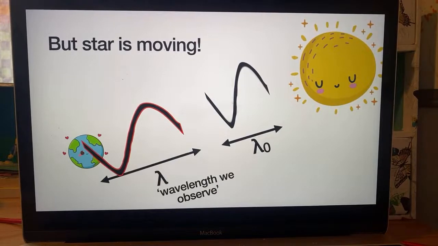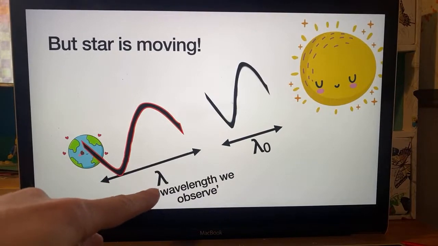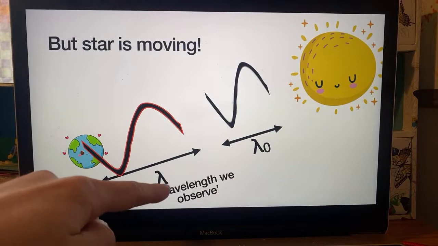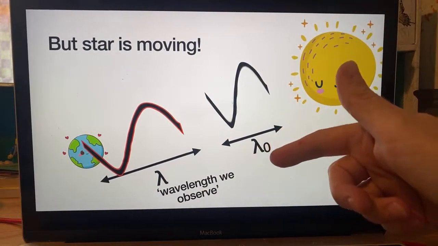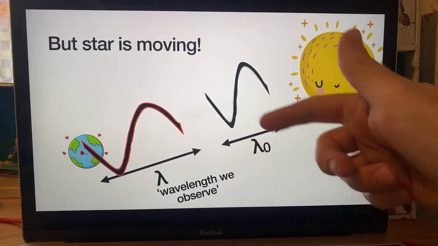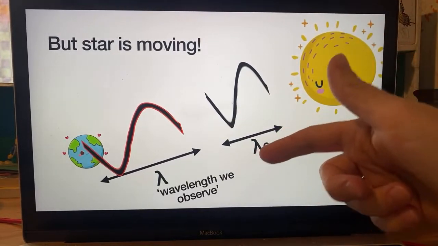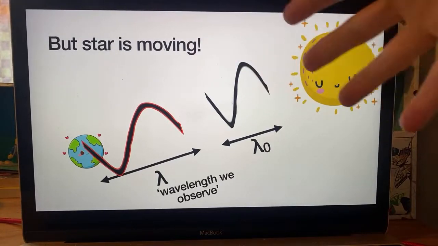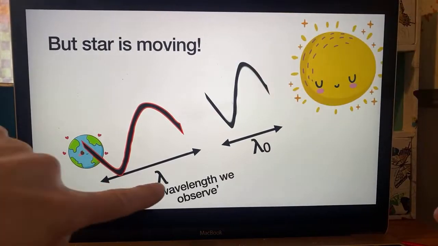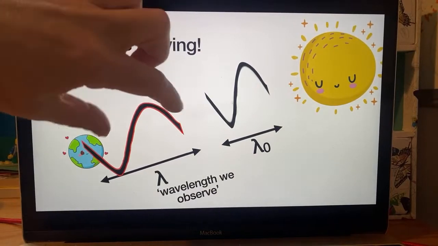And we're going to call that just wavelength we observe. It just gets the symbol lambda. It means wavelength that we observe. I know it's deeply confusing because lambda O, the original wavelength, looks like it could mean the wavelength we observe, but it's not. Lambda O is the original wavelength, the one that the sun would have given off if it wasn't moving, if everything was just straightforward. And this wavelength we observe is the one that's been slightly stretched.